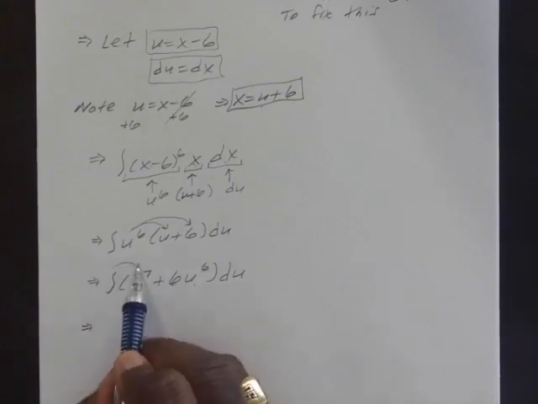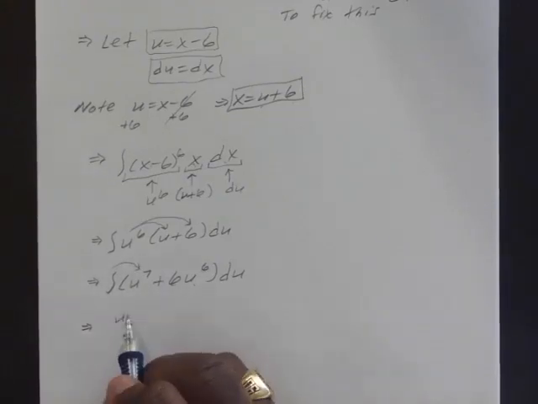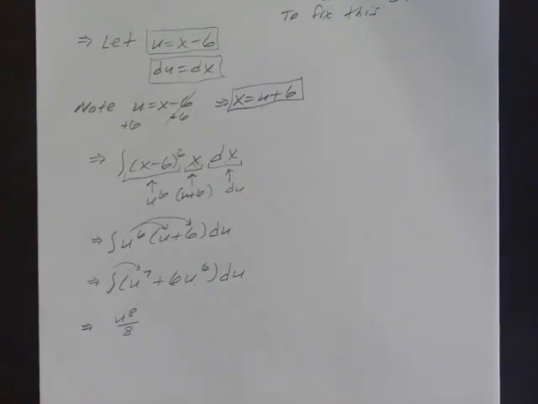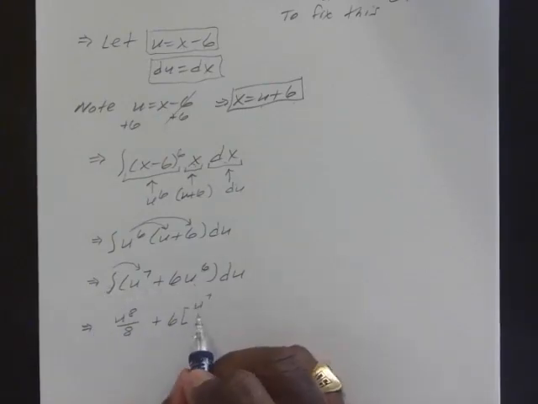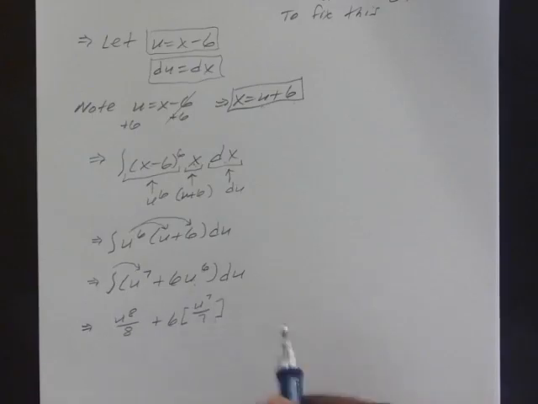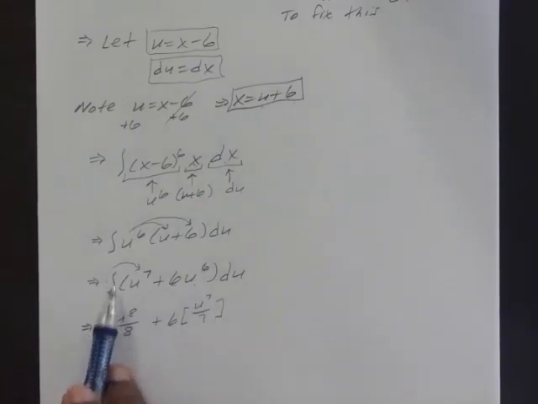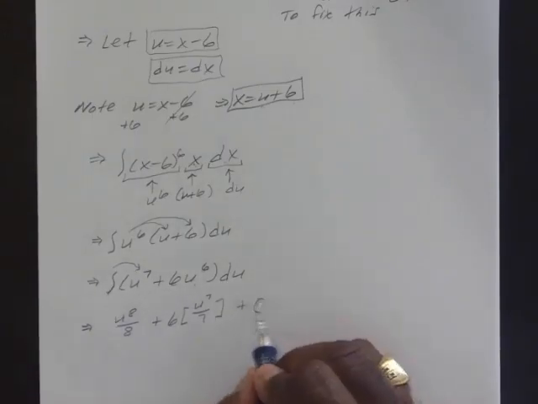So the integral of u to the 7th power is u to the 8th power over 8, plus 6 times the integral of u to the 6th power, which is u to the 7th power over 7. And since there are no upper and lower limits, we're going to add on our plus c.